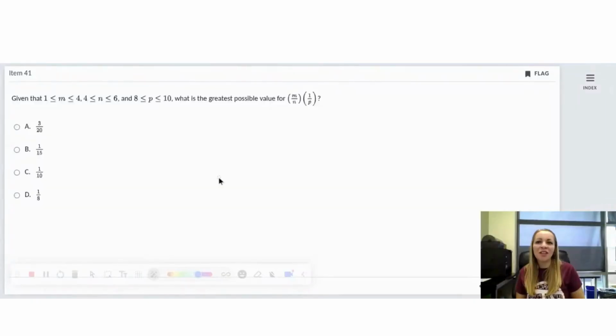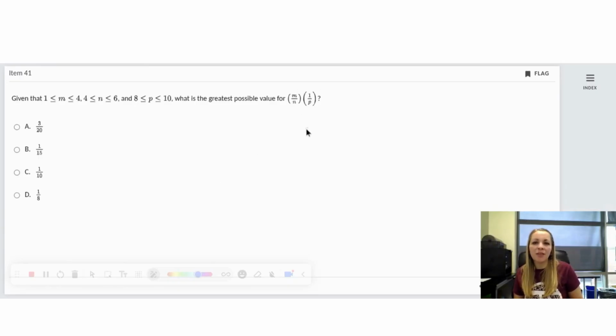Let's get started on our last problems. Question number 41. Given that 1 is less than or equal to m is less than or equal to 4, 4 is less than or equal to n is less than or equal to 6, and 8 is less than or equal to p is less than or equal to 10, what is the greatest possible value for m over n times 1 over p?